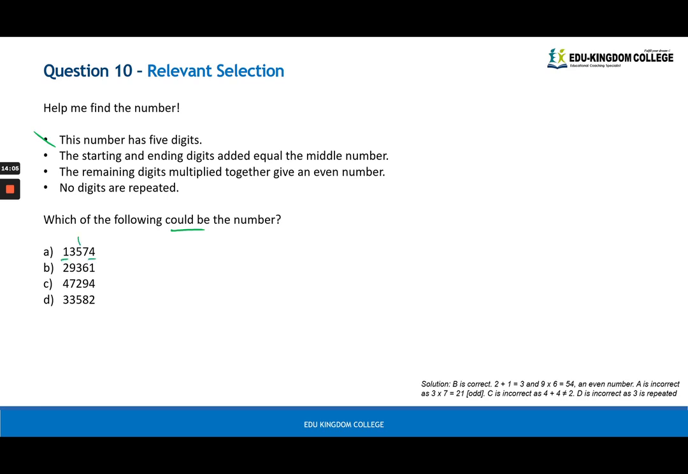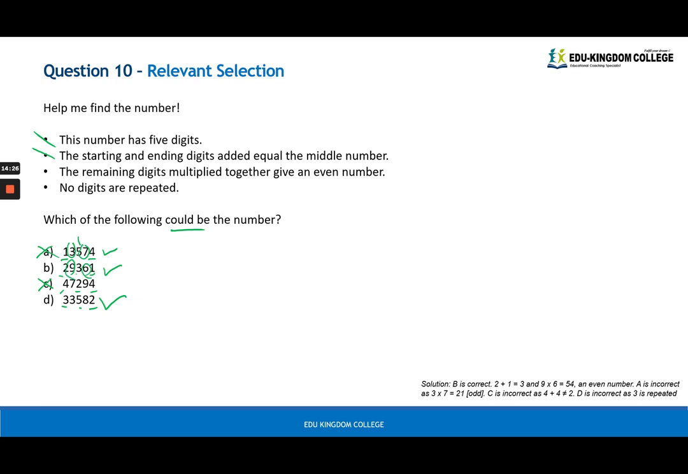1 plus 4 is 5, so A is safe. 2 plus 1 is 3, B is safe. 4 plus 4 is not 2, so C is out. 3 plus 2 is 5, D is safe. The remaining digits multiplied together give an even number. Okay, so we have 3 and 7. 3 times 7 is 21, not even, so A is out.